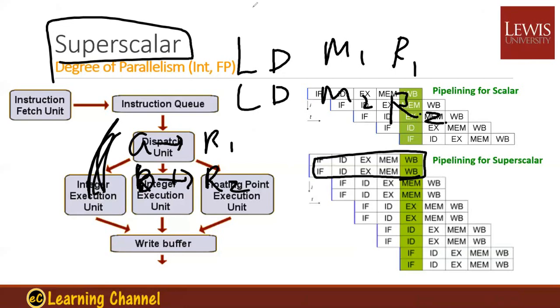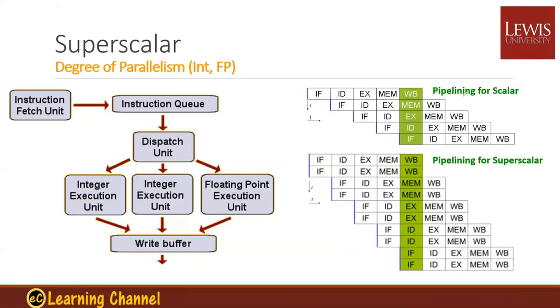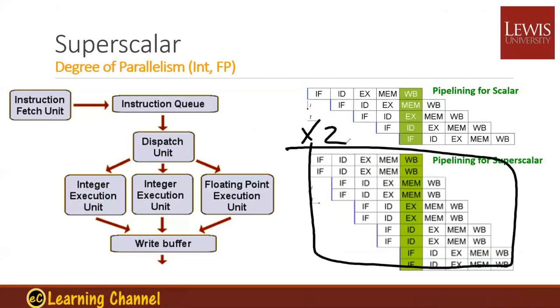Superscalar. They do more things at one time. As you can see, almost double the throughput. So why would I ever use the pipelining? This is still pipelining. It's just like two instructions. So why would I use scalar?